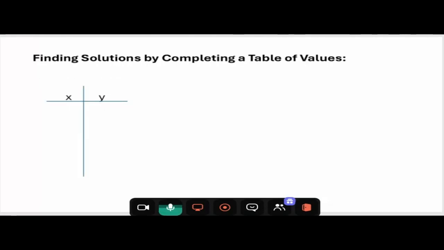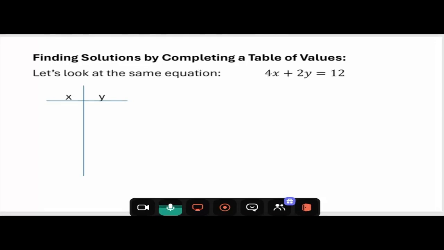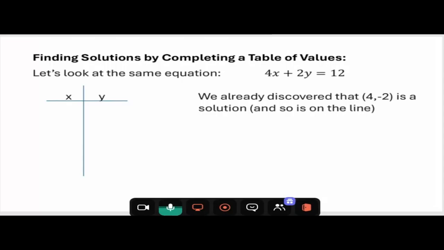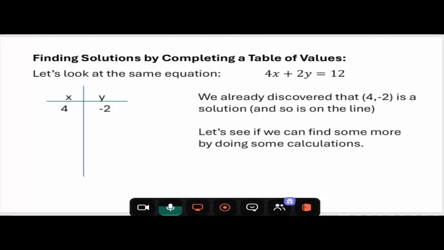All right, so let's do option 2 here, because if we were just guessing and checking, that's going to take a long time to find points. So let's use the same equation and start by throwing on the point that we already discovered in the last slide. We discovered that 4, -2 is a solution. We didn't really discover that though, right? I gave it to you and you tested to see if it is a solution. So let's see how we discover our own points.